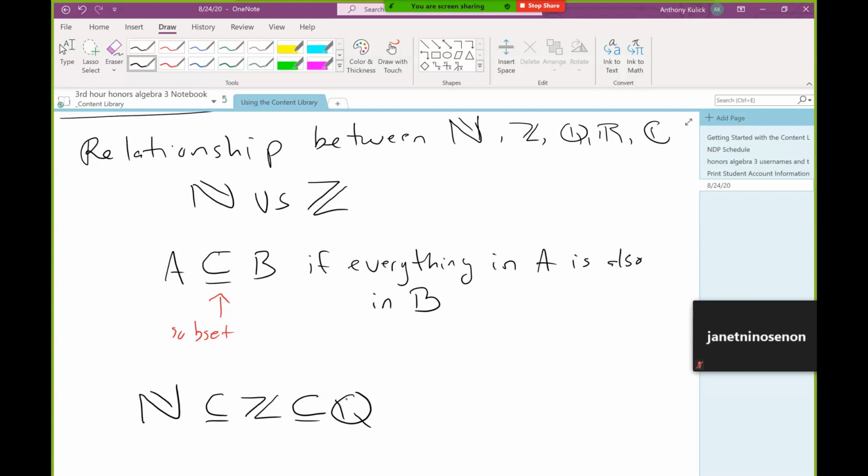Okay, what if I want to do the real numbers and rational numbers? Can I take every fraction and write a decimal expansion for it? Yeah, right? How do I do it? Divide the numerator by the denominator. Yeah.